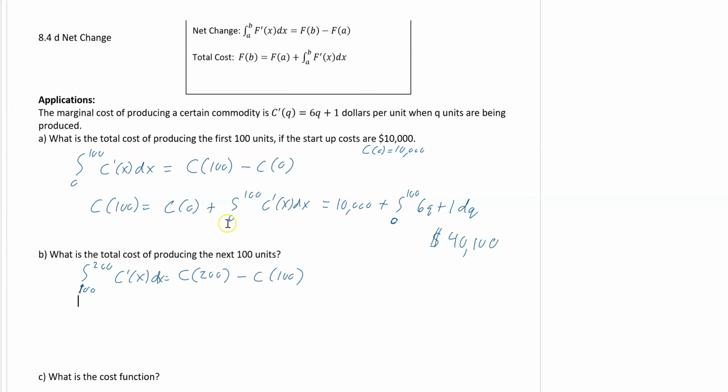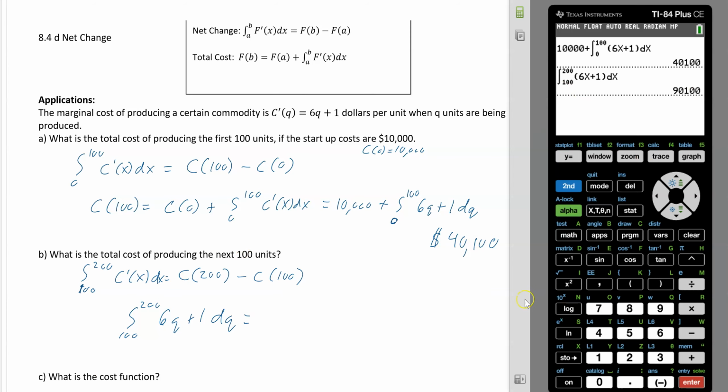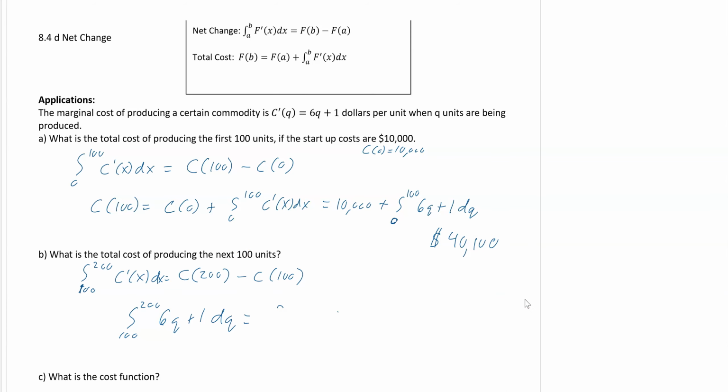So just think about that first unit includes that 10,000. That's basically what we're talking about here. So all we have to do is integrate from 100 to 200 of 6q plus 1 dq and figure out what that is. So if you use your calculator or by hand, we get 90,100. All right, so that would be the cost of the next 100 units. So the whole idea is if you're including the C of 0, you've got to include it here.